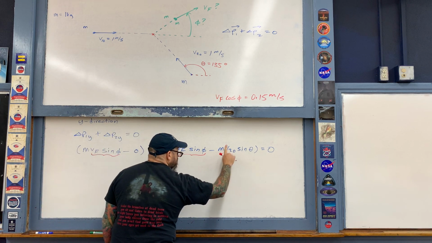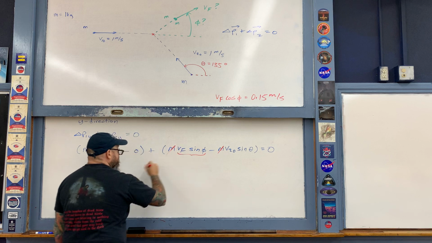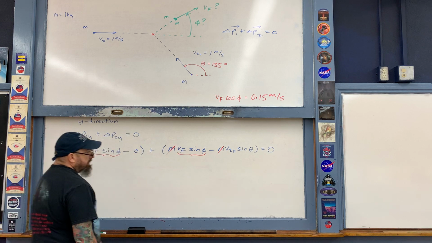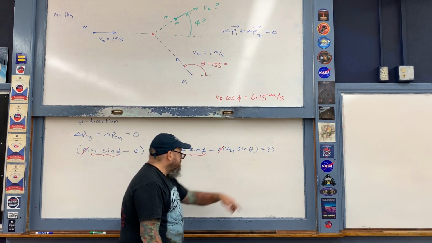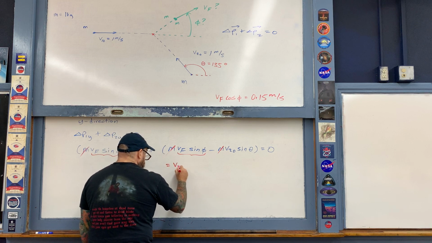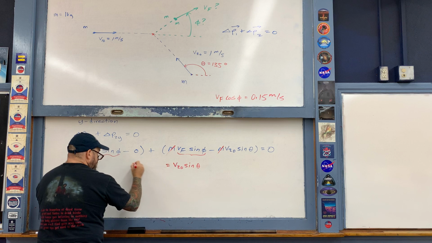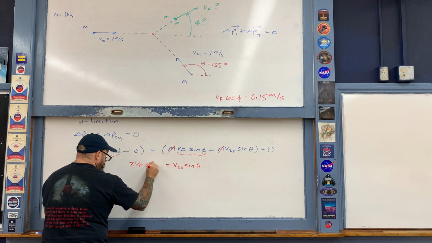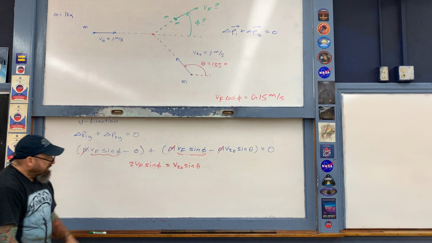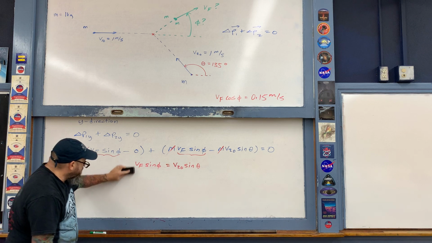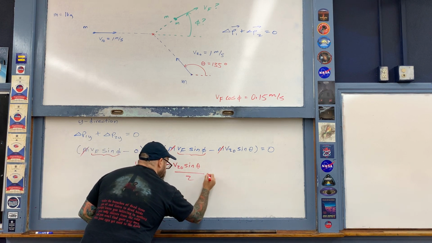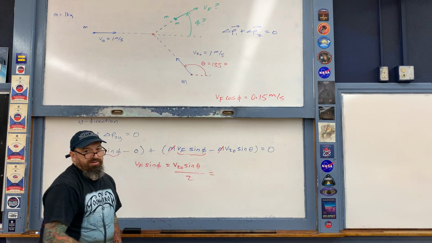Let's take this term here and move it to the other side. Before I do, by the way, let's go ahead and cancel out the mass again. All right, so let's take this term here and move it to the other side, like so. And then add together these two terms here, like so. Last step is to take the 2 and divide it to the denominator on the other side, like so. And now I've got my v final sine phi.